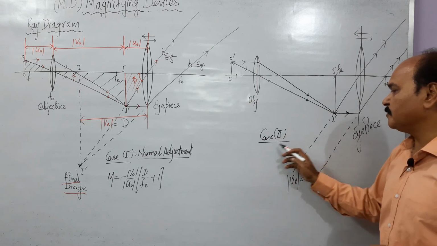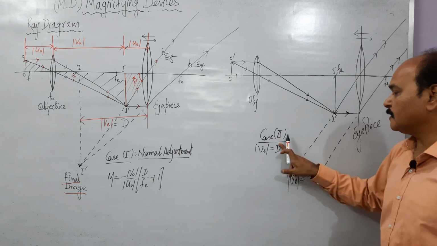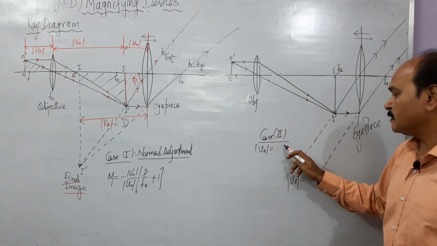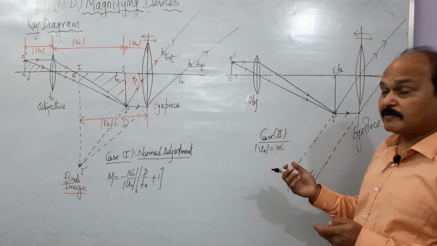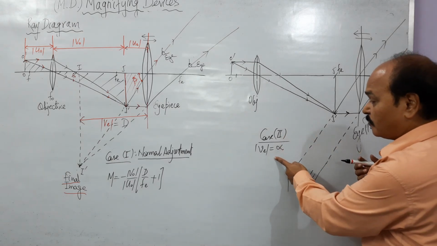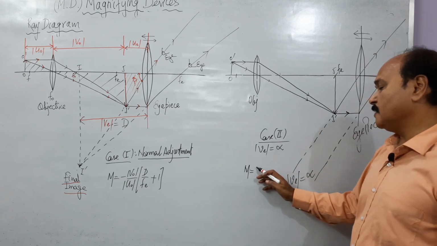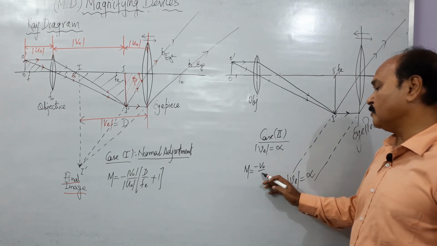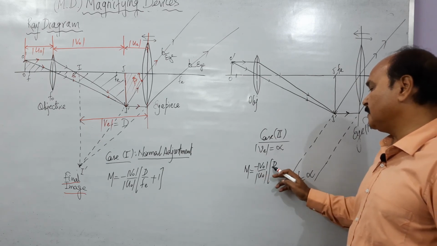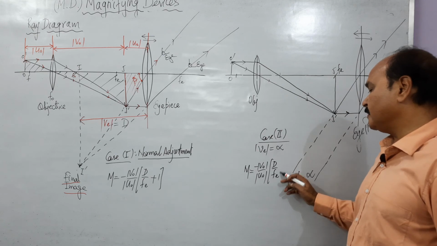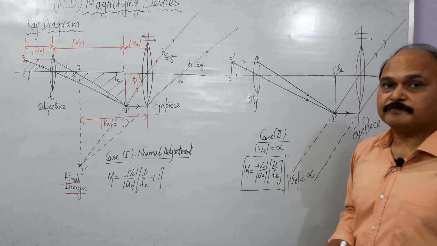In case 2, the final image is seen where? At infinity, and the image is said to be seen by a relaxed eye. So when we look at the final image with a relaxed eye, the image is formed at infinity, and in that case M, which we have already deduced, is minus v naught upon u naught, and in the bracket we have D upon fe. This is the value of M we have already deduced.